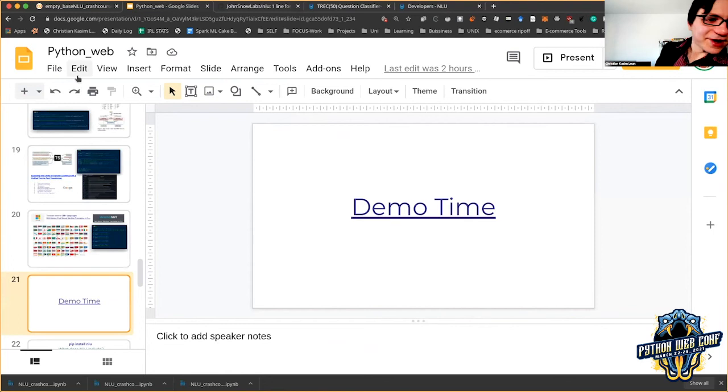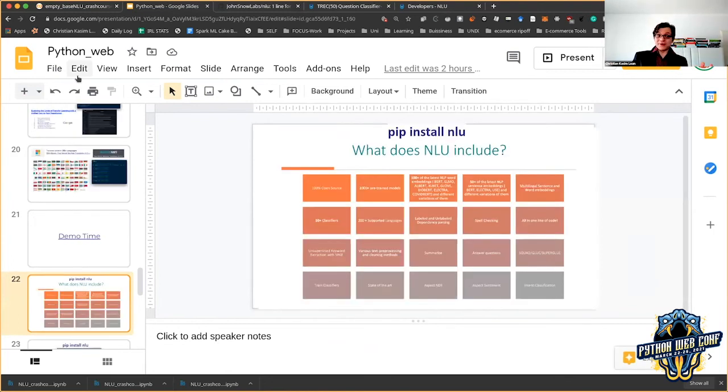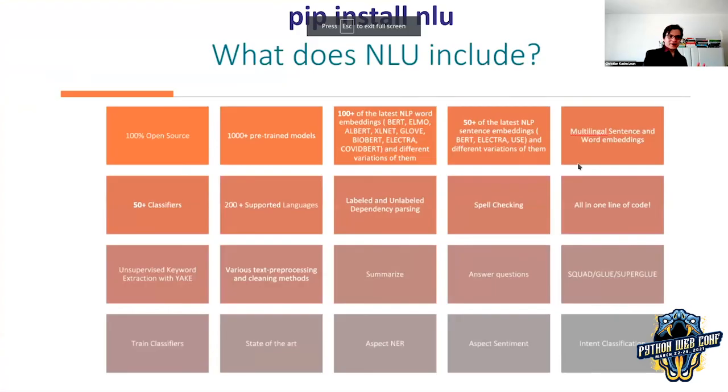And I'm just wrapping up with the last few slides. So what does NLU include? It's 100% open source. You can use it completely for free. Over 1,000 models, over 100 embeddings, over 50 word embeddings, 50 sentence embeddings, multilingual. We have over 50 classifiers, 200 languages. We have dependency parsing, labeled and unlabeled. You didn't see that today, but it's in there. Spell checking, everything in one line of code.